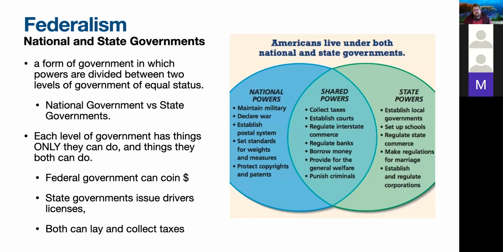But states do things like establishing local governments. There's only one local government that is actually overseen by the federal government, and that is the District of Columbia. As a city, Washington, D.C. is the only city in America that is directly overseen by Congress, like their budget, everything. Although there is an effort now to make D.C. into a state, in which case that would no longer be the case.